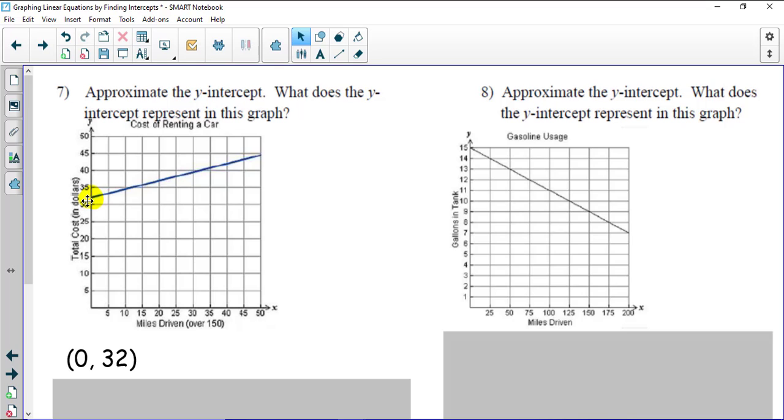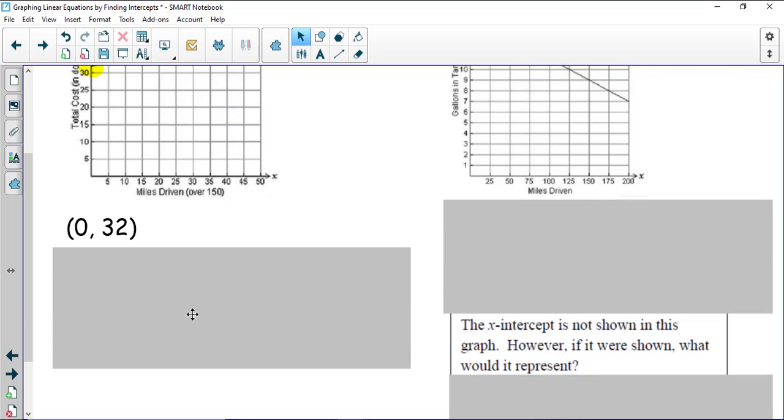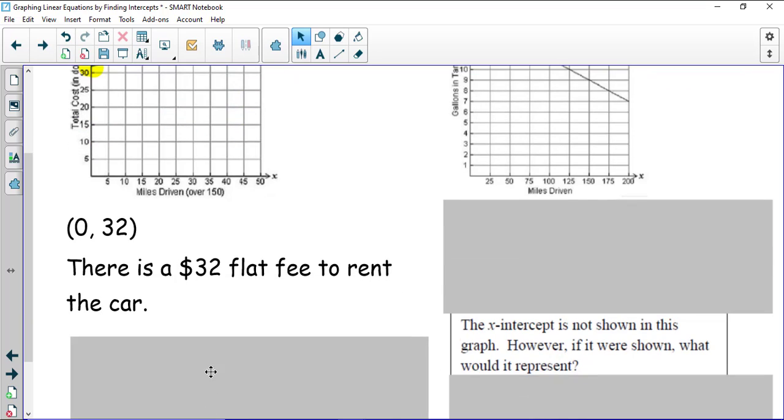You might have had a different y value there because we're approximating that location. So we haven't driven any miles, but we still have to pay $32. That's what we tend to call a base fee or a base cost or a flat fee sometimes. So what I said is that there is a $32 flat fee to rent the car. So you're spending $32 to rent the car, and then you're going to pay per mile over 150 miles.